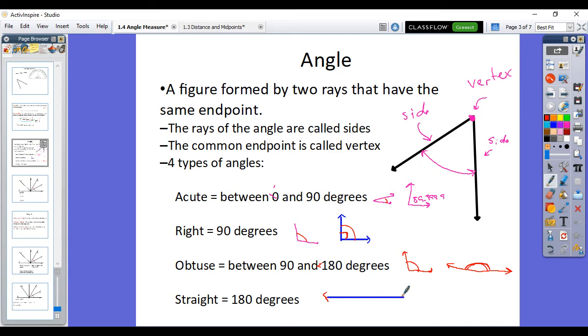It's exactly 180 degrees. It's being measured from one ray with the common endpoint being right here, probably in the middle. Measure between. That is a straight angle.